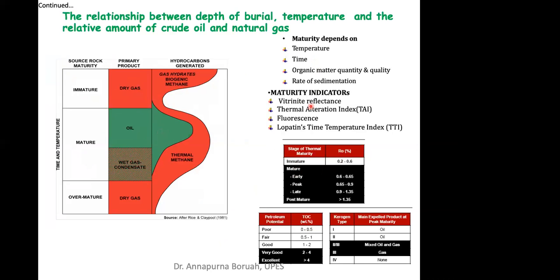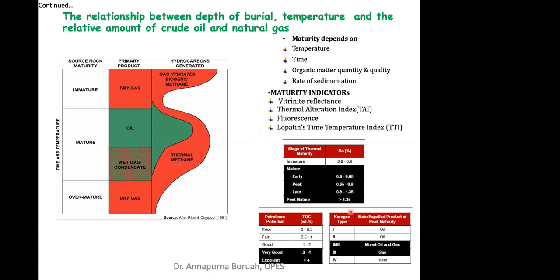There are different indicators. There are different techniques to calculate the maturity: vitrinite reflectance, thermal alteration index, fluorescence, then Lopatin's time temperature index. These are the maturity indicators. And you can find out the maturity level by analyzing using these techniques. You can analyze your samples and you can get different maturity levels. You can find out at what maturity zone it is present.